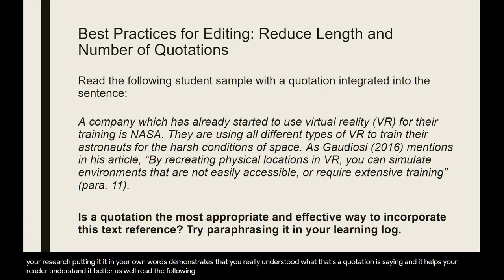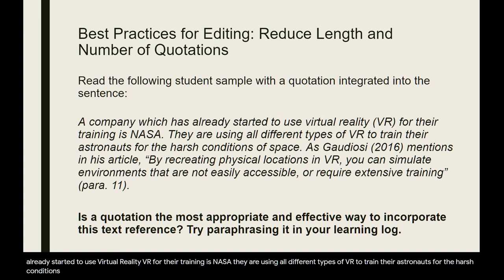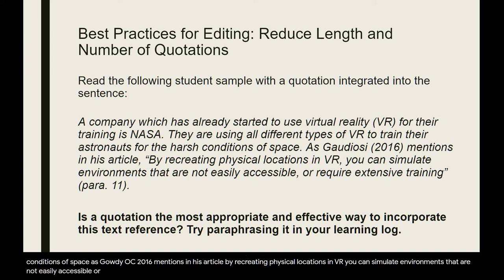Read the following student sample with a quotation integrated into the sentence. A company which has already started to use virtual reality, VR, for their training is NASA. They are using all different types of VR to train their astronauts for the harsh conditions of space. As Gaudiosi, 2016, mentions in his article, by recreating physical locations in VR, you can simulate environments that are not easily accessible or require extensive training.